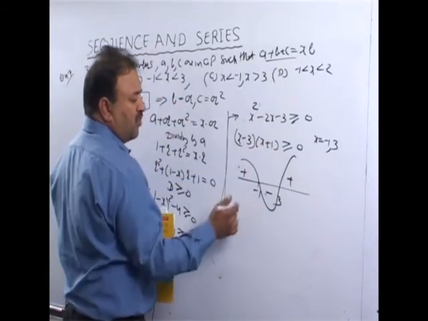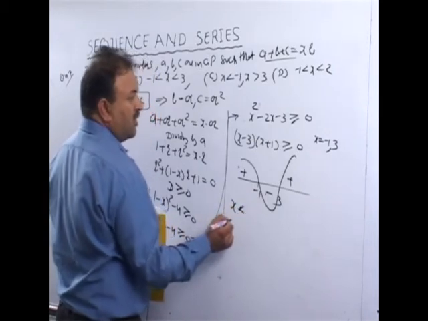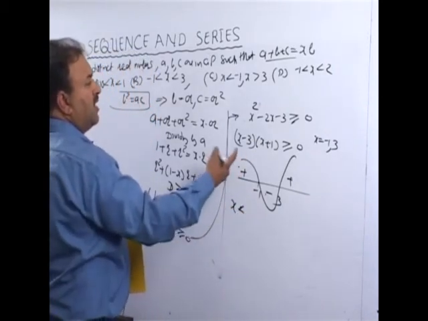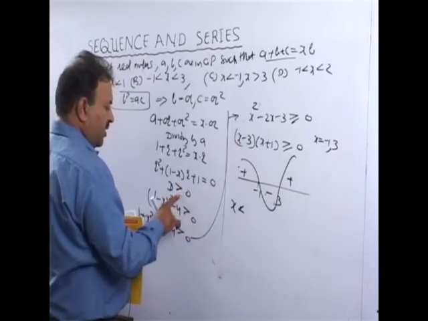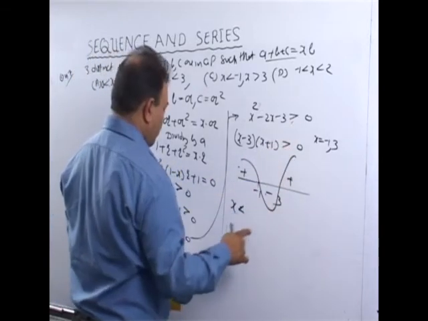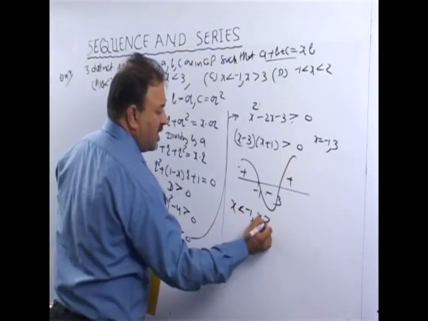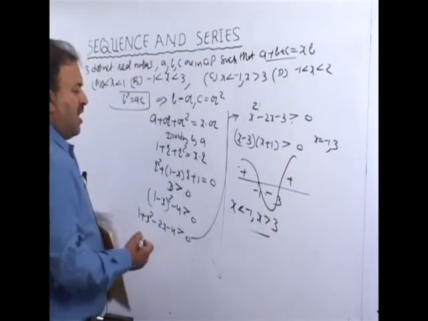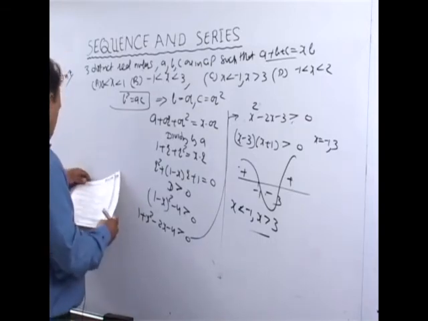When will this expression be positive, when x is what? We are given that x is real, so we just take it real only. It comes out to be x less than -1, x greater than 3. The right option comes out to be option C.